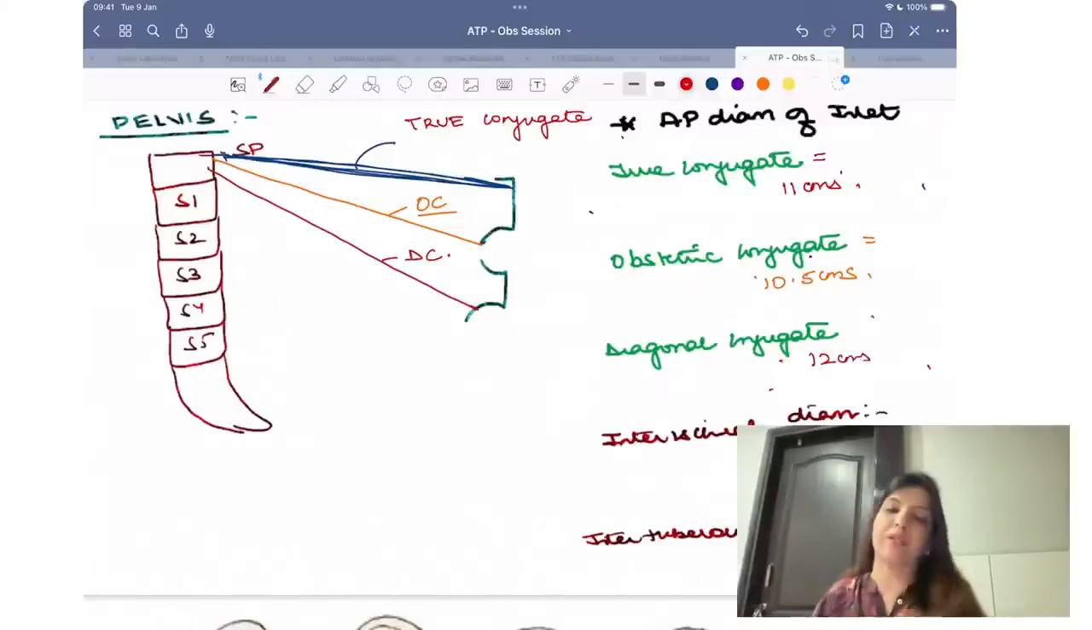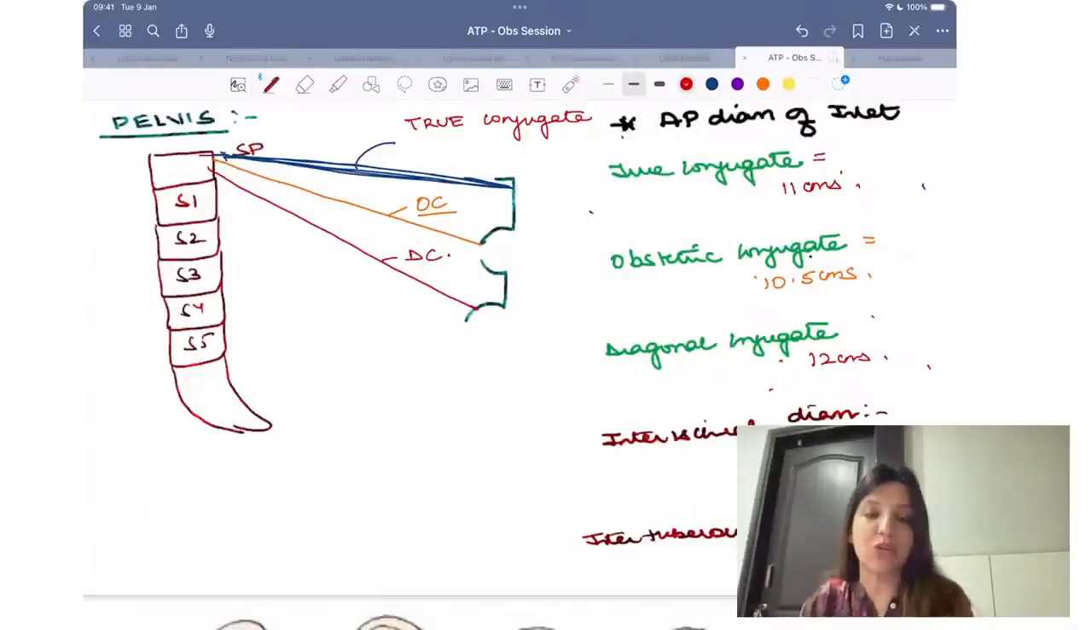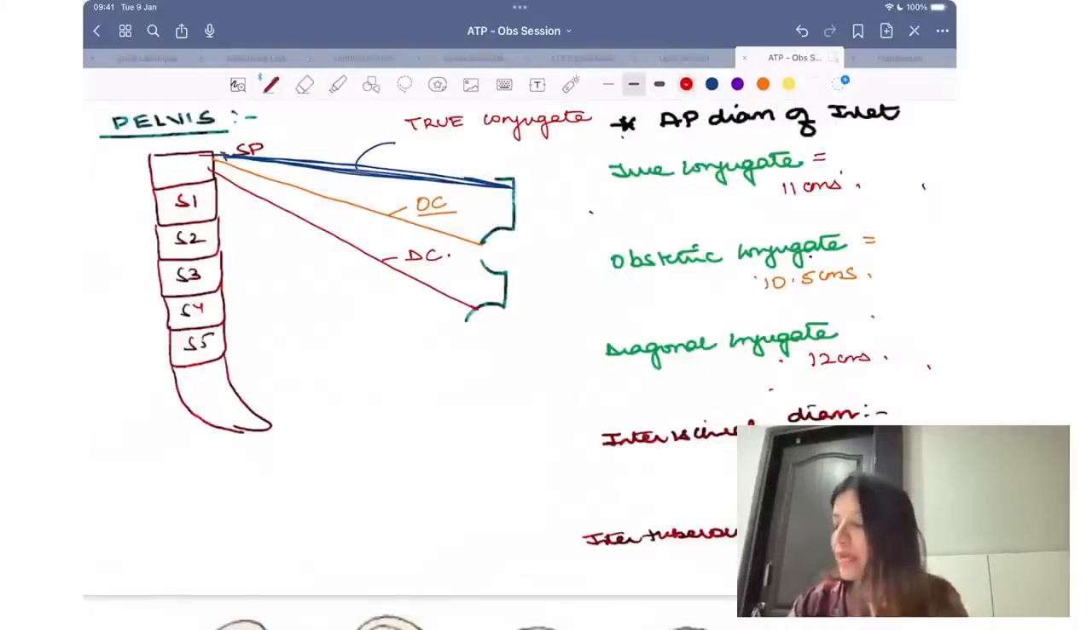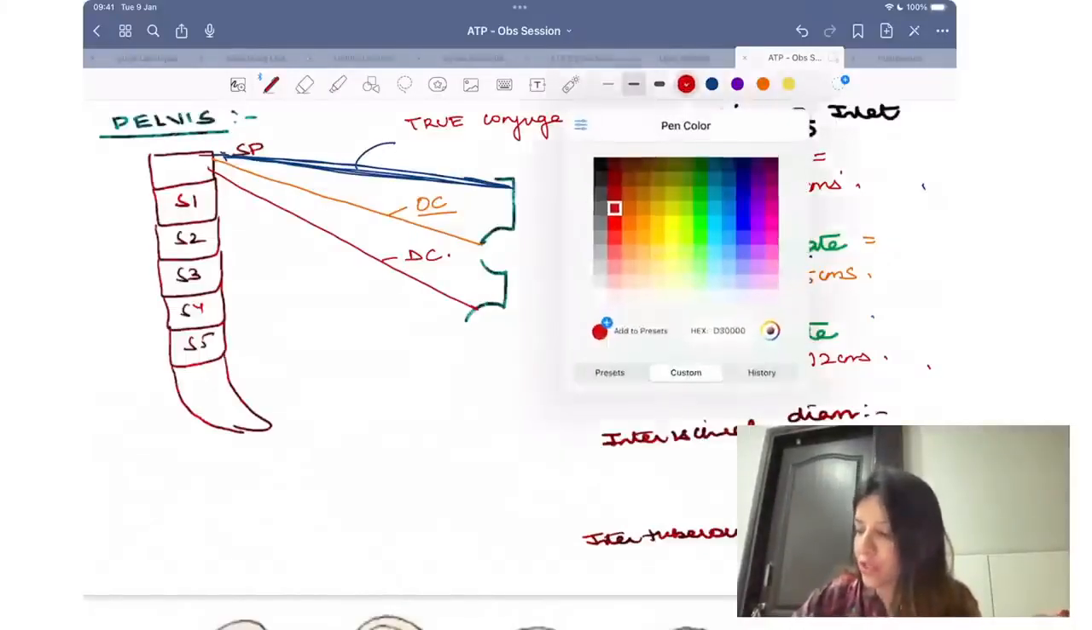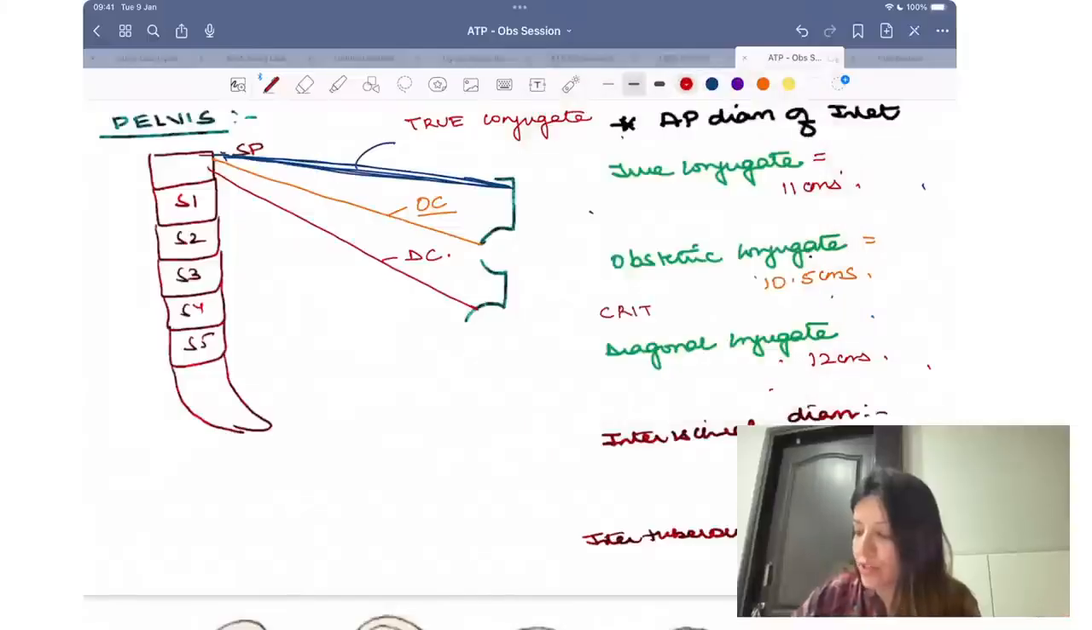And then we have the diagonal conjugate, which is from the lower border of the pubic symphysis going up to the sacral promontory, which is 12 centimeters. Now quickly tell me, out of true conjugate, obstetrical conjugate and diagonal conjugate, which is the smallest? Smallest is the obstetrical conjugate. This means that if the head of the fetus can pass through the obstetrical conjugate, it can definitely pass through the other two also. So if someone asks which is the obstetrically most important AP diameter of the inlet, it becomes the obstetrical conjugate, and that is why it is named obstetrical conjugate.